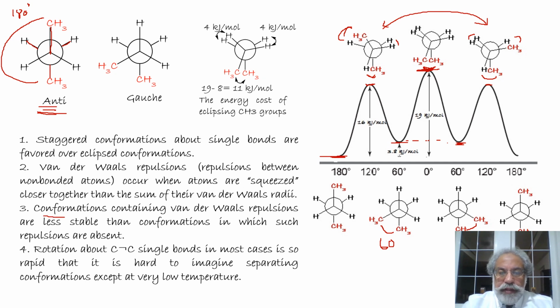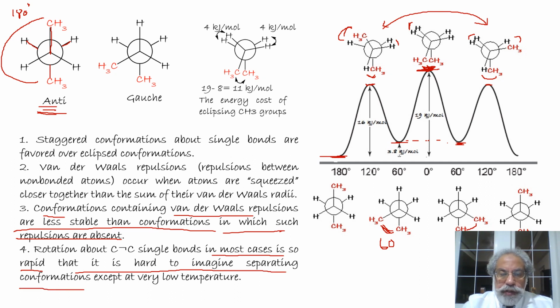Conformation containing van der Waal repulsion are less stable than the conformation in which the repulsion are absent. Here the repulsion is not present. Okay? The repulsion is present here, present here. Okay? Rotation about carbon single bond in most cases is so rapid that it is hard to imagine separating conformations except at very low temperature.